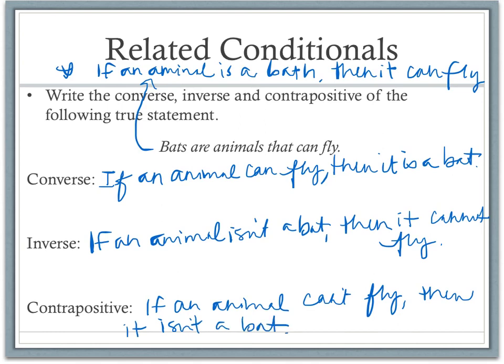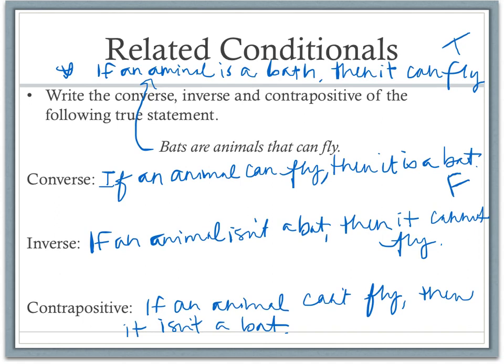All right, and let's look at the truth values of these. So if an animal is a bat, then it can fly. That's true, because bats fly. If an animal can fly, then it's a bat. Well, that's false, because birds can fly, and those are animals. So we're going to say this statement's false, because if an animal can fly, we can't conclude that it's a bat. We could also conclude that it would be a bird.